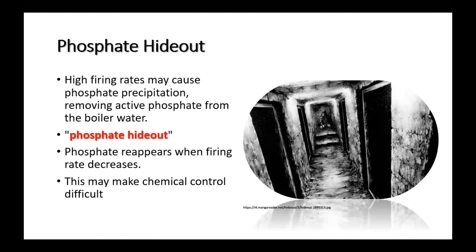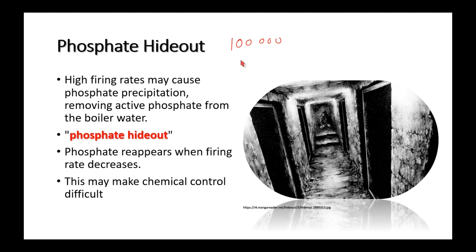So, next thing is phosphate hideout. Let's say that I have a boiler and I get a call from system control saying, I need more megawatts. So what I do is I start firing the boiler harder. I bring on another pulverizer, bring on another row of burners, and I increase the firing rate.